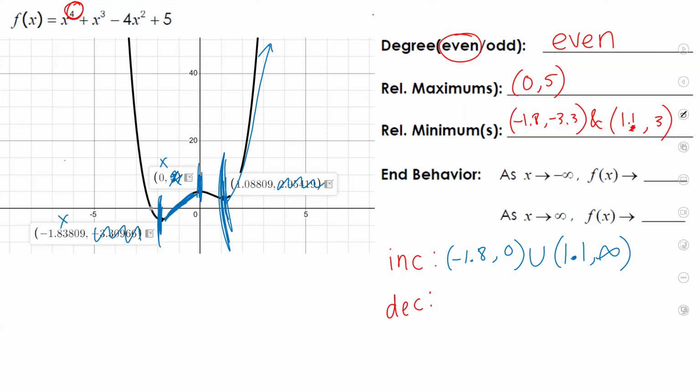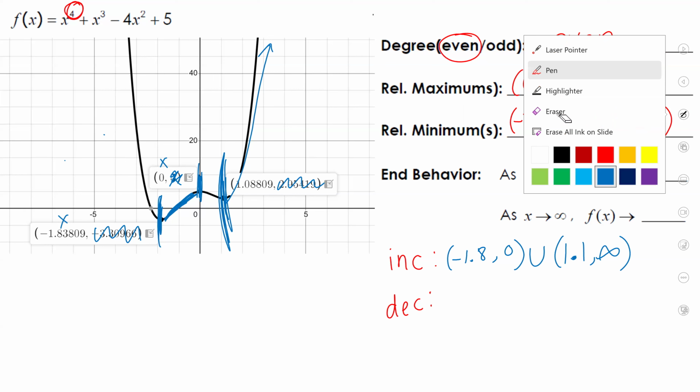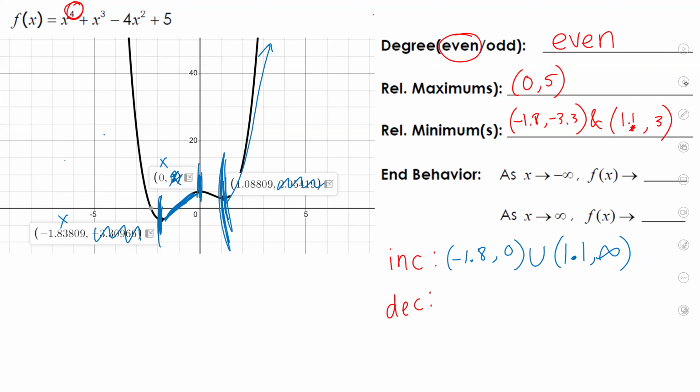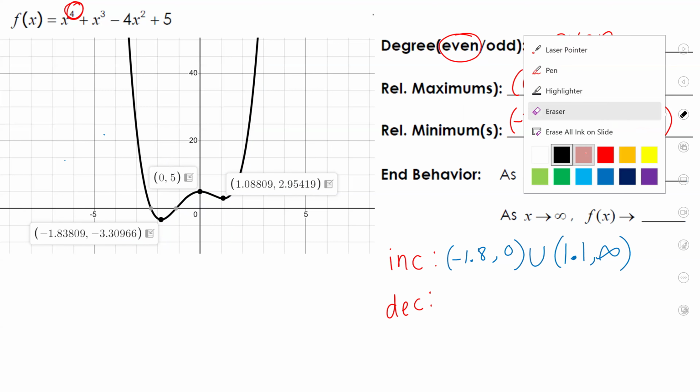Now let's see where you're decreasing. All right, let's see. You guys try to do the decreasing, and then I want you to look up here. Write on your paper what the decreasing interval is. Ready, go.